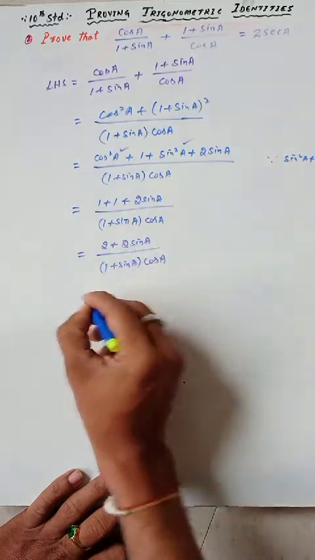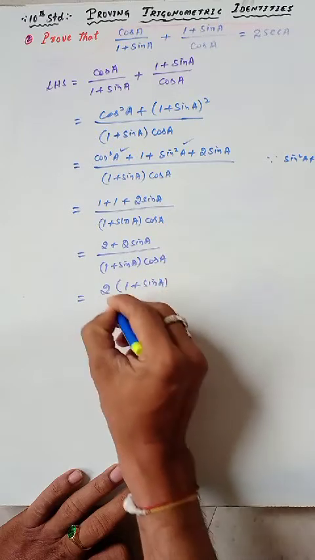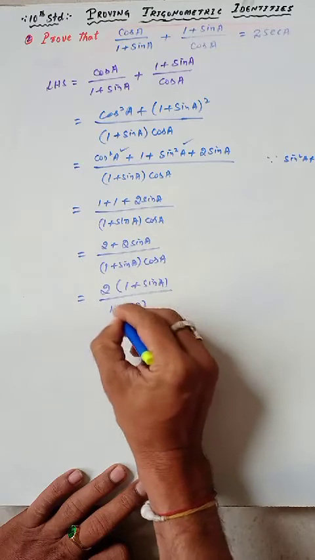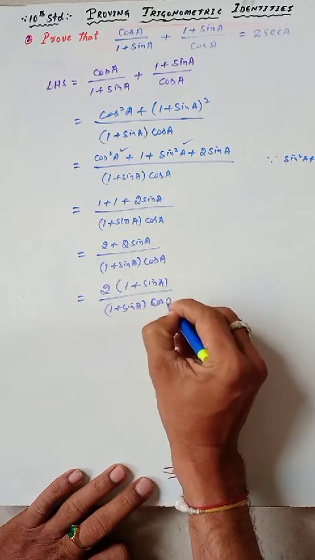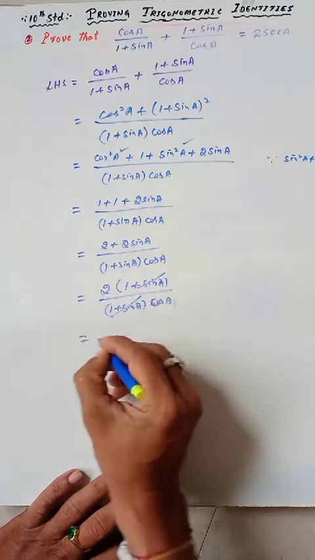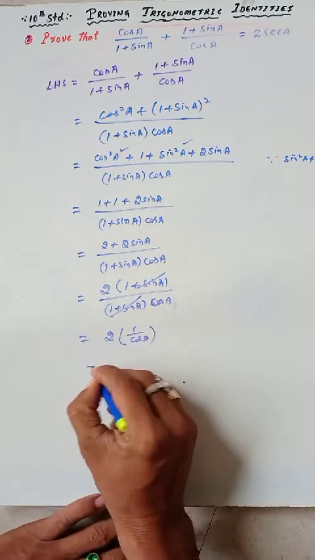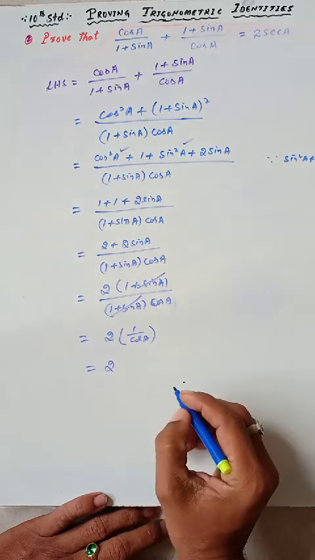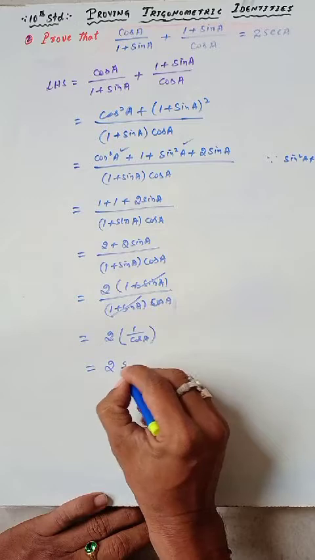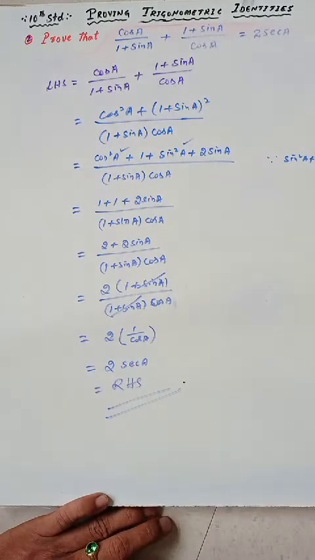Okay, so you take 2 common here, 1 plus sin A left, so 1 by (1 plus sin A), (1 plus sin A) into cos A. Now you see here 1 plus sin A, 1 plus sin A will get cancelled, so we can write 2 into 1 by cos A. What is 1 by cos A? According to the trigonometric inverse function, the reciprocal of cos is secant, no? 2 secant A is the RHS. We can prove this like this.